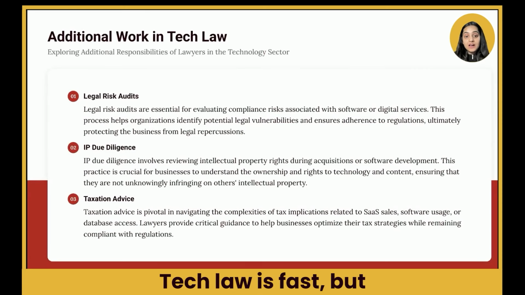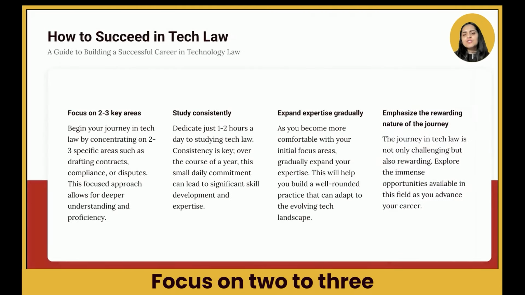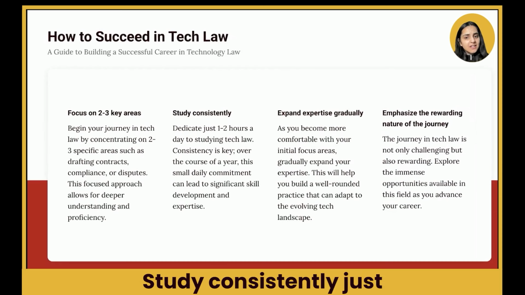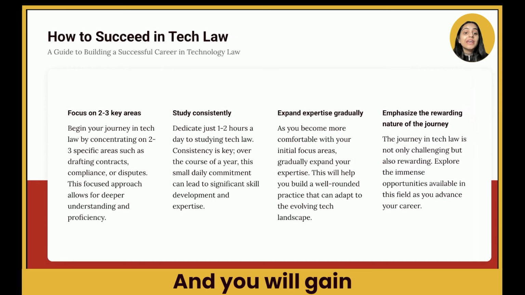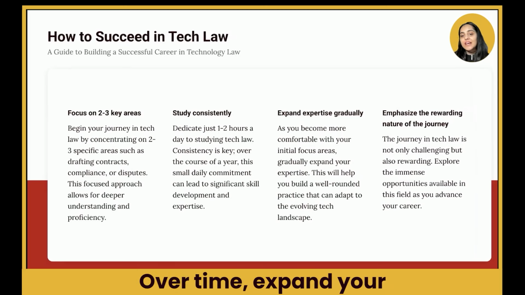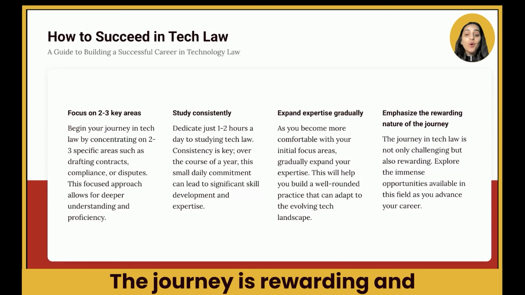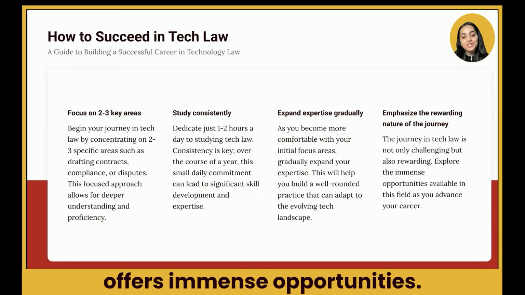Tech law is vast, but you don't need to learn everything at once. Focus on 2 to 3 areas to start, such as drafting contracts, compliance, or disputes. Study consistently just 1 to 2 hours a day, and you will gain significant skills in a year. Over time, expand your expertise to build a well rounded practice. The journey is rewarding and offers immense opportunities.